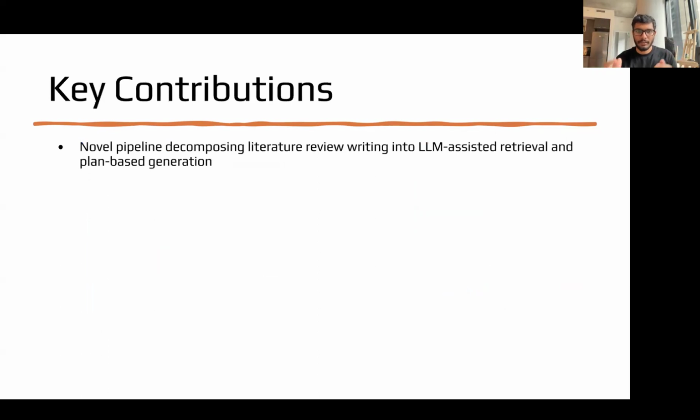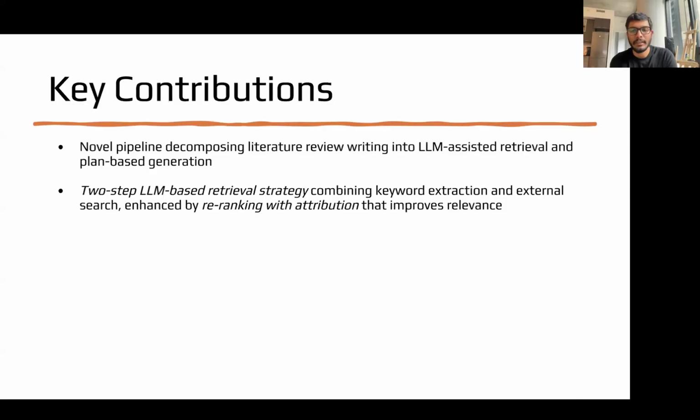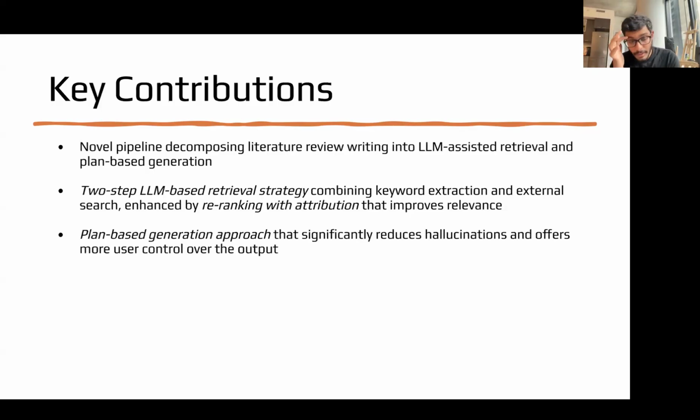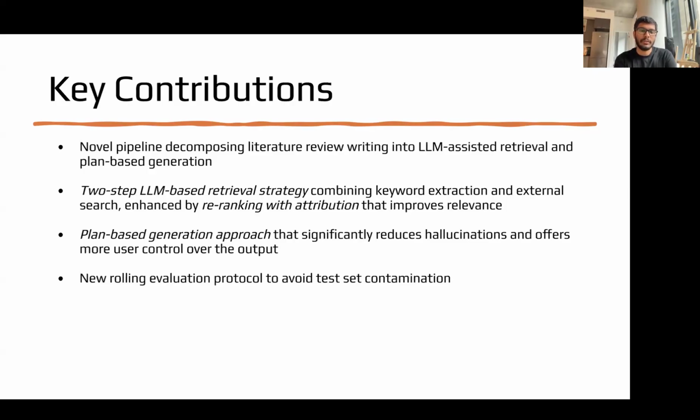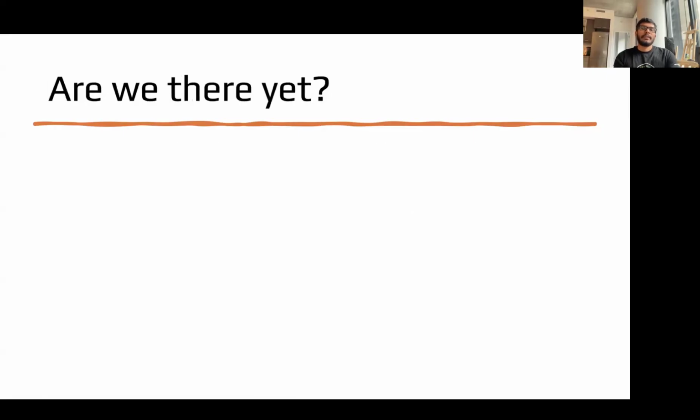I can start summing up what I just talked about in the past few minutes. In this work, we proposed a novel pipeline that decomposed the task of literature review into LLM-assisted retrieval and plan-based generation. The two-step LLM-based retrieval strategy combines keyword-based and embedding-based search, and it's further enhanced by re-ranking with attribution that improves the relevance of the retrieved results. Then we have the plan-based generation approach that significantly reduces hallucinations and offers the researcher more control over how they want the review to come out at the end of this whole process. And then we also proposed this new rolling evaluation protocol to avoid test set contamination when we are evaluating these zero-shot models.